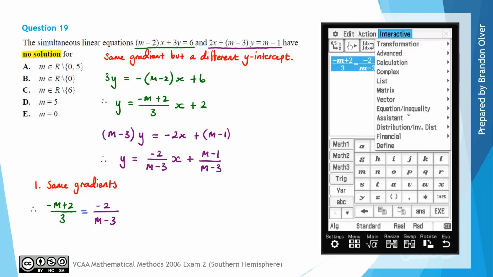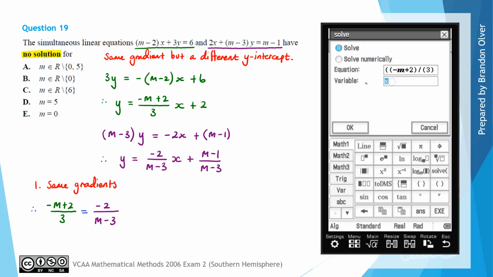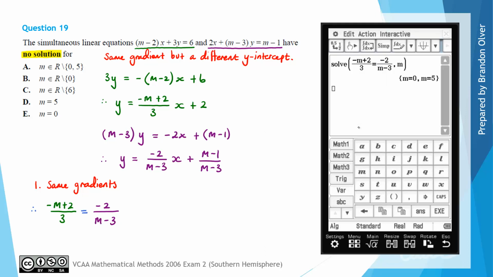So, interactive equation inequality solve, and then instead of variable x, we want to put m in there and hit enter. OK. So from the calculator, we can see that m equals 0 and m equals 5 both satisfy that equation, which will guarantee that the gradients are the same if we have m is 0 or m equals 5.